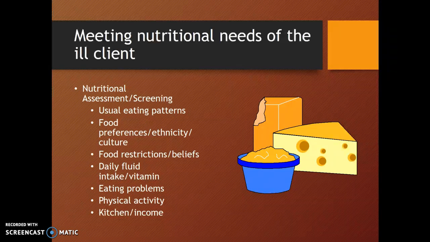Maybe you have a third shift worker who normally eats dinner at breakfast time. So take that into consideration. If you have a patient who is not eating, maybe there are some other reasons. Maybe it's Lent, maybe it's Ramadan, maybe there are some cultural considerations that need to be looked at.